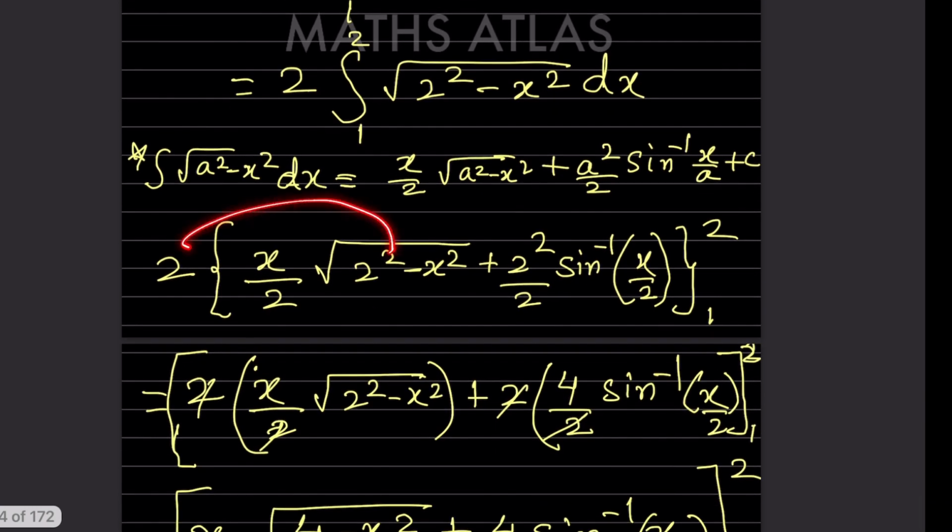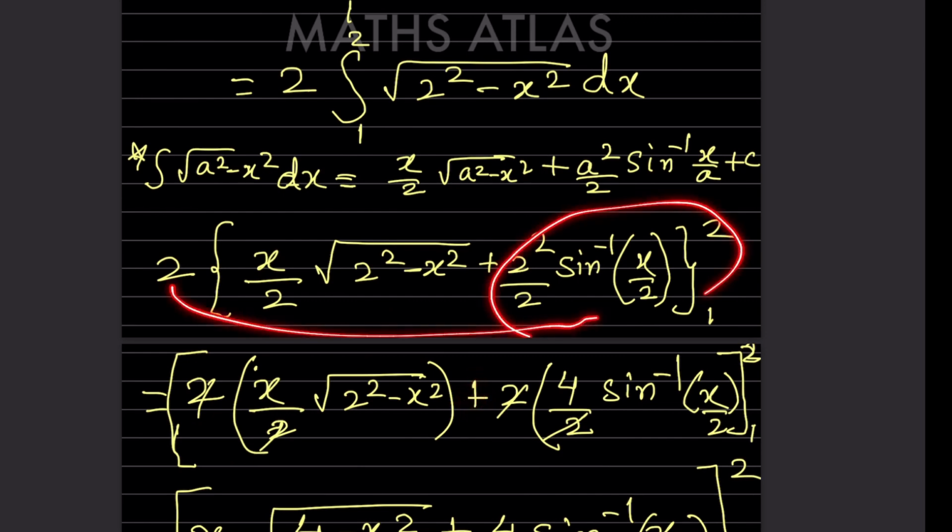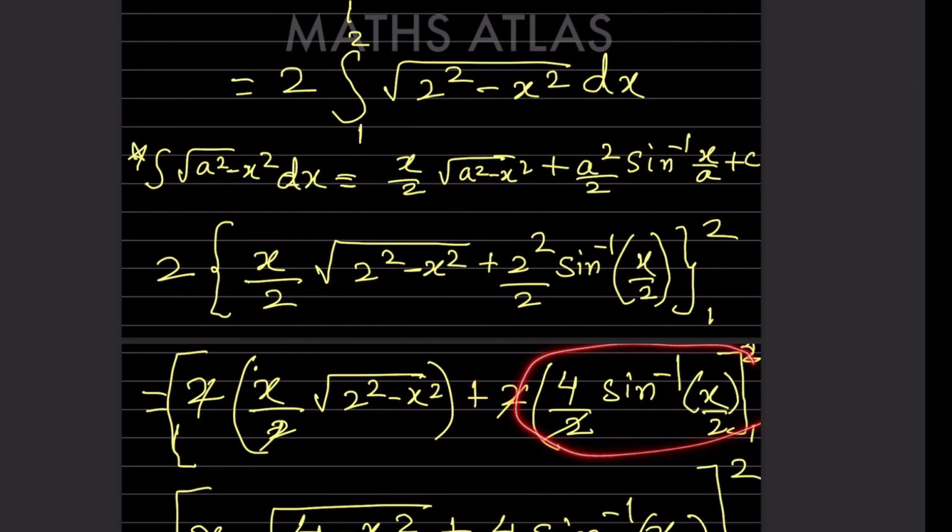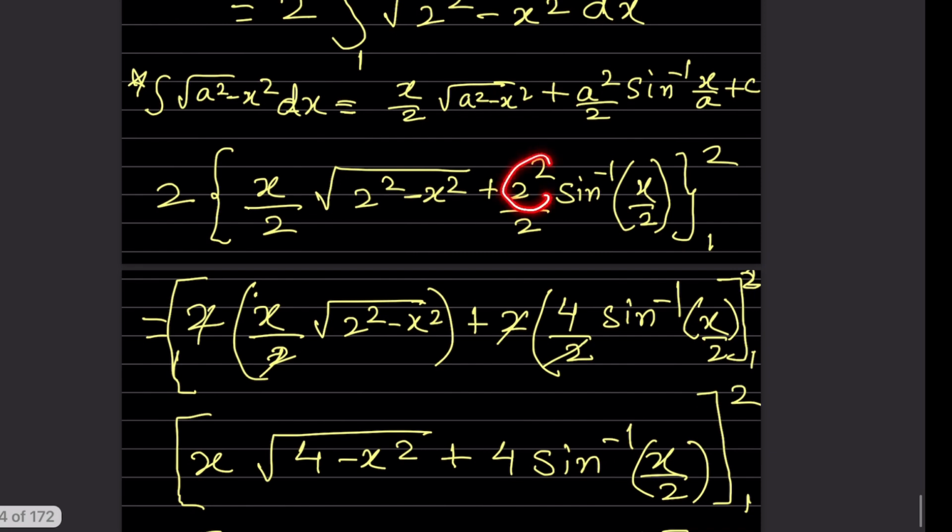You will just multiply with this one. Then what will you take? The second part, this whole thing with this one. So see here, this 2 you have done for this one along with this one, and plus then again 2 along with this one. So you know here what you have written, this 2 square is 4. Rest everything is the same.